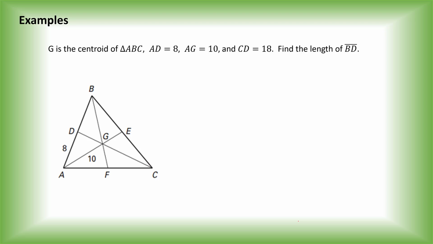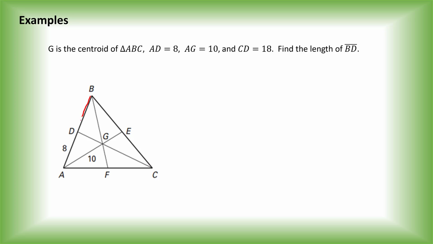Here's a couple more problems we'll do about this with just the numbers, and then we'll get to some algebra expressions. So G is the centroid, AD equals 8, AG equals 10, and CD equals 18. Let's not focus on all those numbers until we identify which pieces of this triangle we're looking at. Find the length of BD.